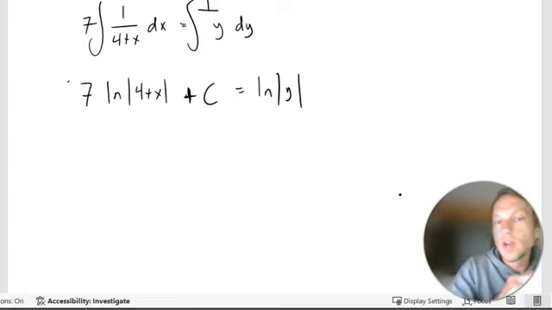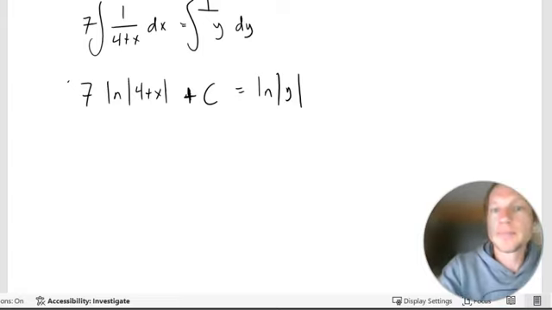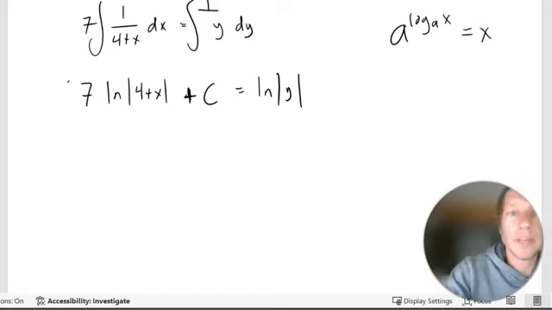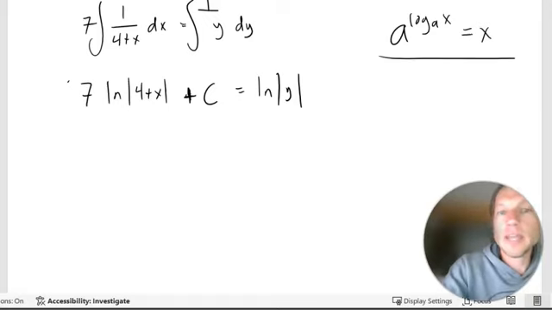If on the right side I said the property goes like this, a to the log base a of x is just equal to x. That's our inverse property, right? So that's what I'm going to start with. I'm going to make that an exponent.